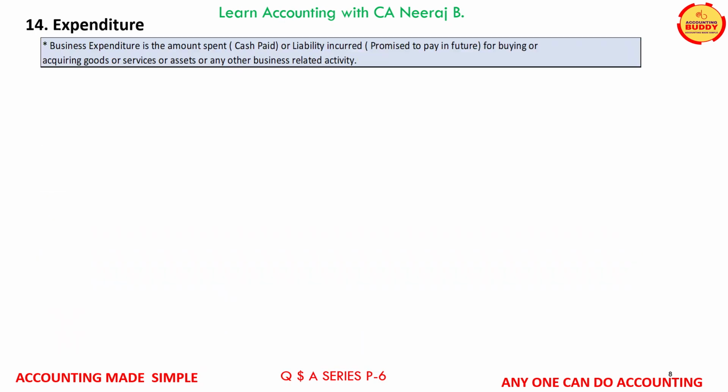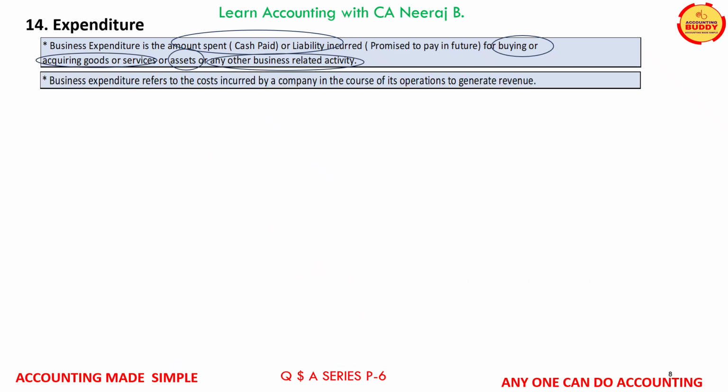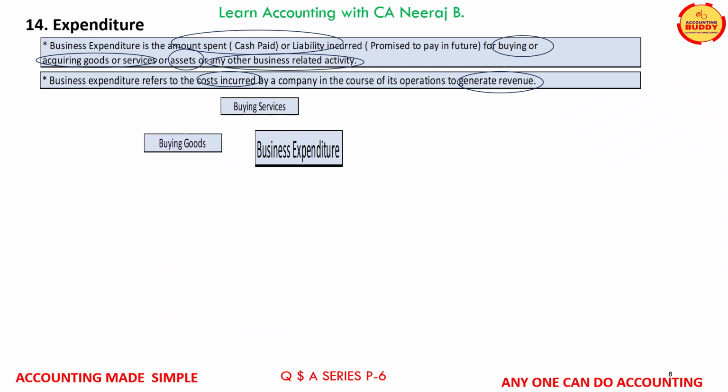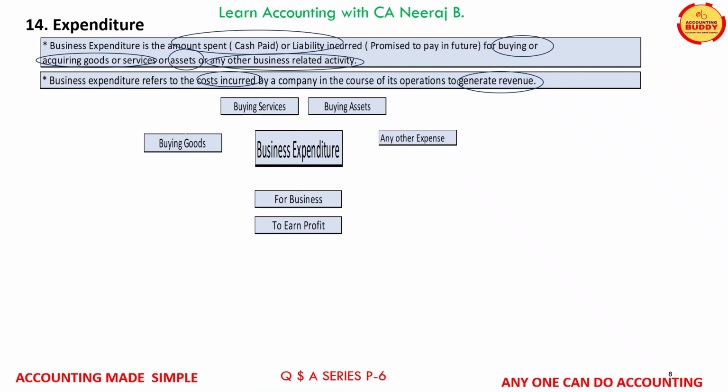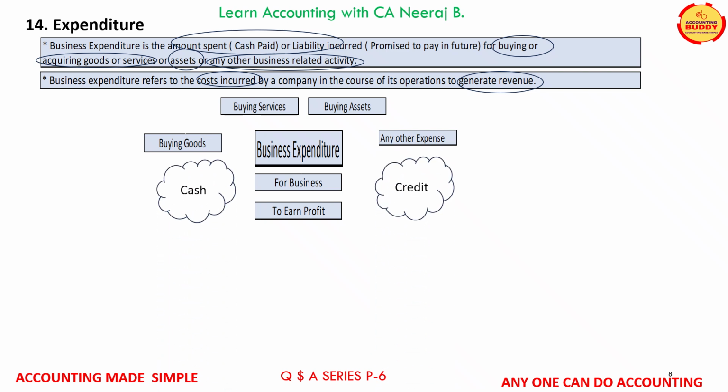Expenditure is the amount of money spent either in cash or on credit for the purpose of running the business. The expenditure could be in the form of buying of goods or acquiring of assets or any other expenditure incurred by the business to generate revenue. To sum up, the business expenditure is an expenditure on buying of goods or buying of services or buying of assets for business or any other expense incurred for business to earn profit. This expenditure can be either in cash or in credit.